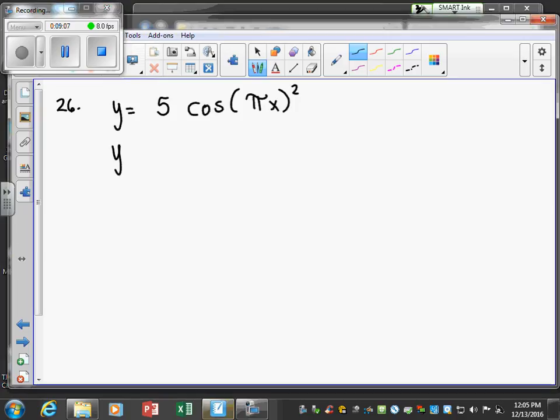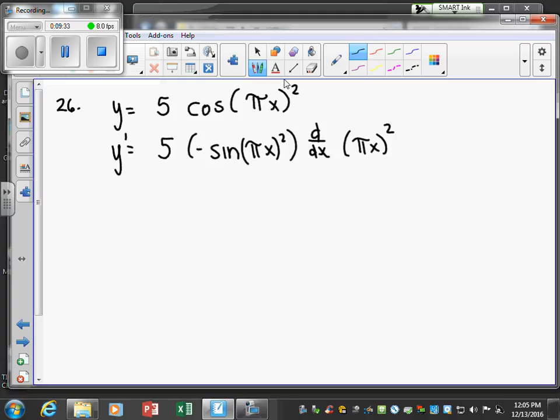So y prime is just going to bring, I have that 5. Then I'm going to have negative sine of pi x squared. Then I have times the derivative of my parenthesis here, so of pi x squared. I'm just going to bring this part down for now, so y prime is just going to be a negative 5 sine of pi x squared, and let's work on the derivative.